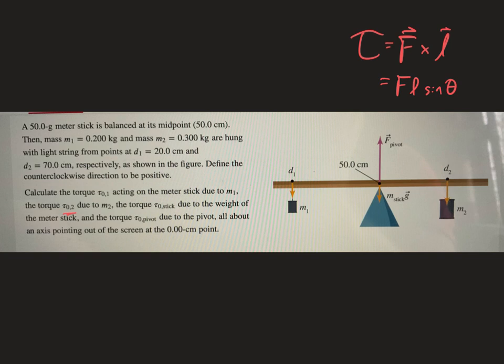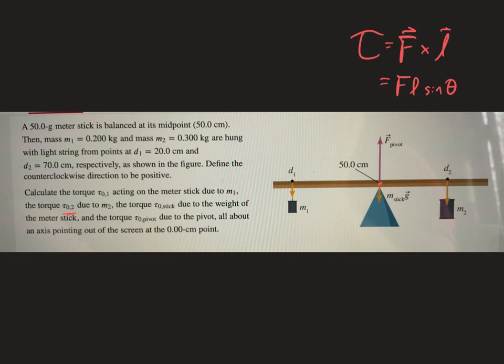In this case, it's sort of like a seesaw or teeter-totter. We have a pivot point here in the middle, and we have weights hanging on either side, kind of like a balance or a scale. And we're asked to calculate the torque, the total torque, or the torque caused by a variety of different forces.